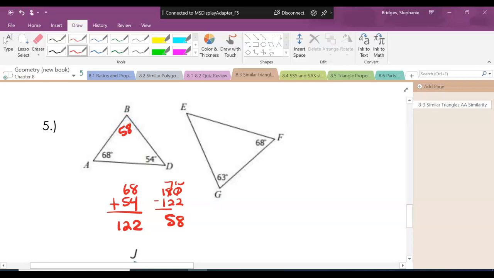Do I have two congruent angles in both of those triangles? No. Okay, so therefore, no, these are not similar, and that's all I need to do. Make a little bit of sense? Try 6. Same way with 6. Find the missing angle.